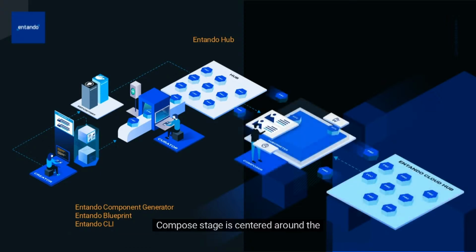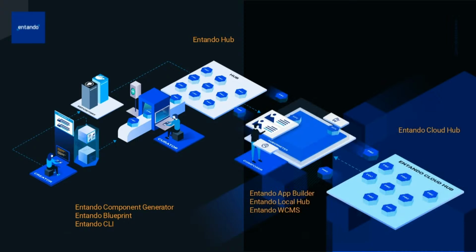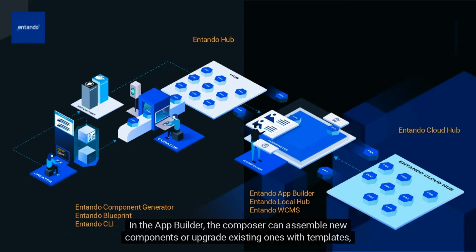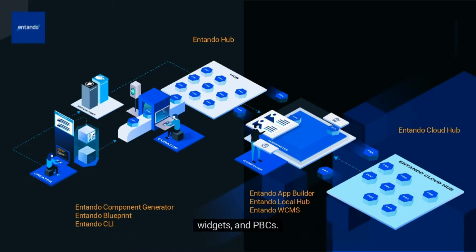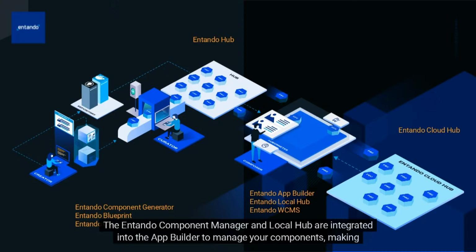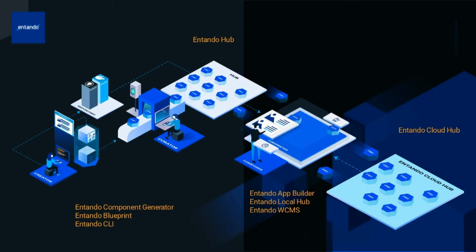The compose stage is centered around the Intando App Builder, a low-code composition user interface. In the App Builder, the composer can assemble new components or upgrade existing ones with templates, widgets, and PBC. The Intando Component Manager and Local Hub are integrated into the App Builder to manage your components, making the process flexible and agile. The composer can connect one or more hubs to the App Builder.